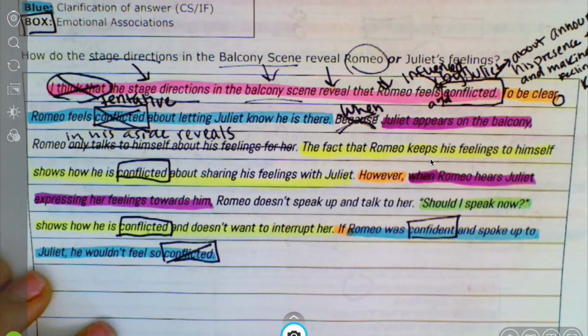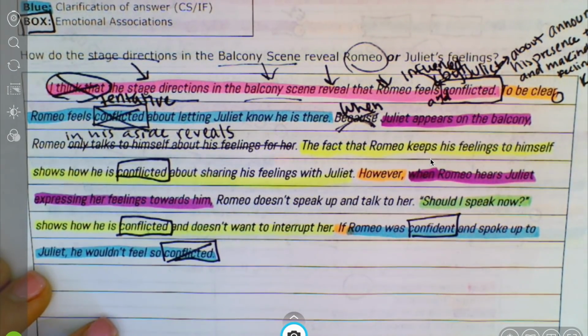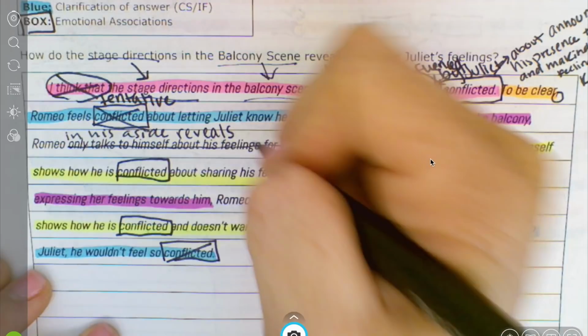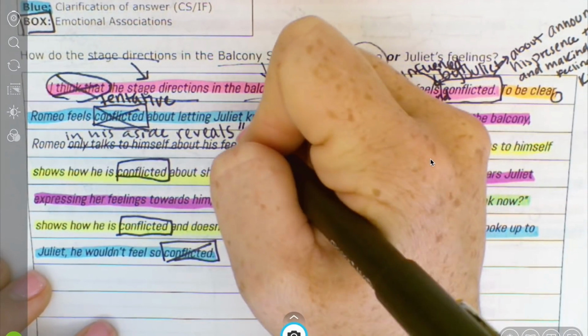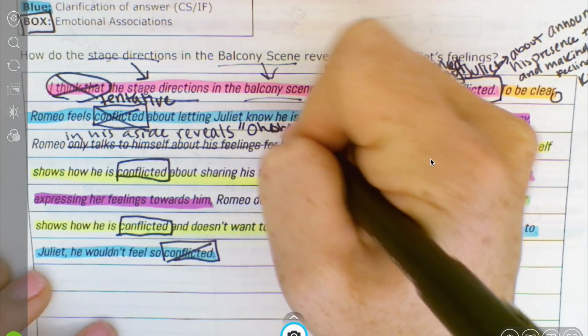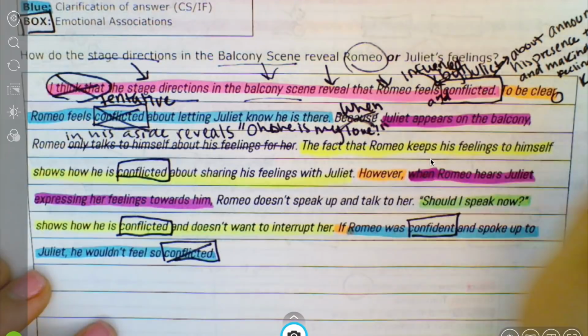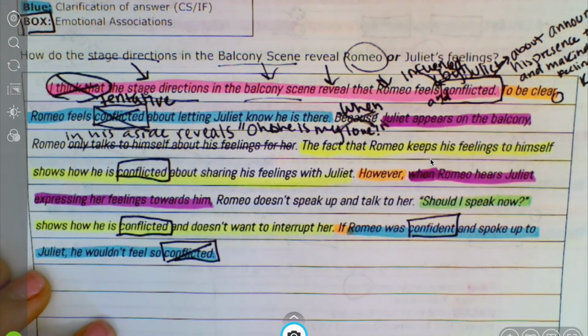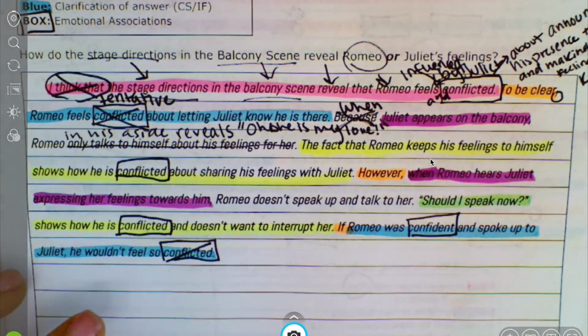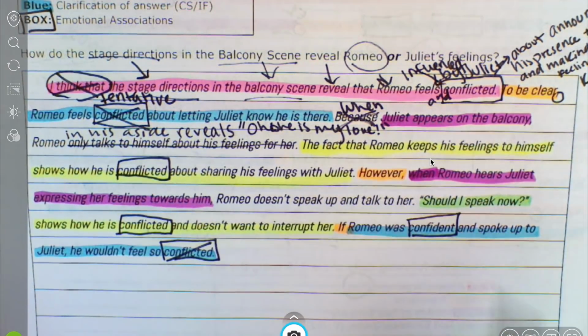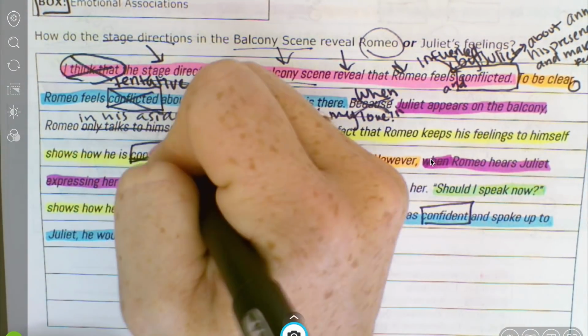reveals, and I need to add in my quote. So I'm just going to pull the same quote from the SAR in the do now. So he reveals, "Oh, she is my love." I'm going to end my quote there. All right? So that then makes this a proper evidence sentence because I have a real piece of evidence. I have a quote. Then I have the fact that Romeo keeps his feelings to himself shows how he is conflicted. So everything up until conflicted is okay.